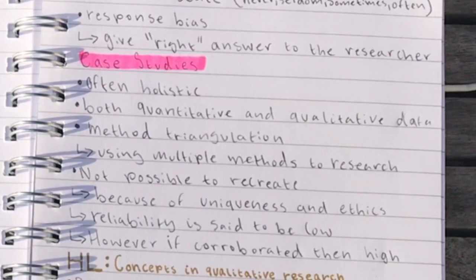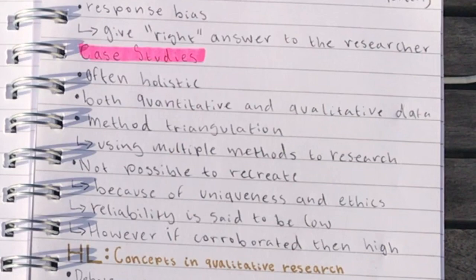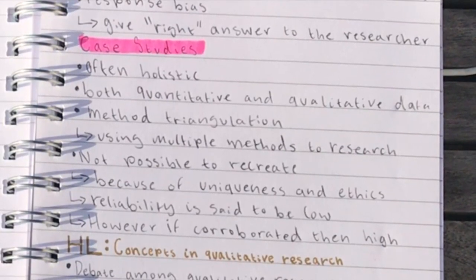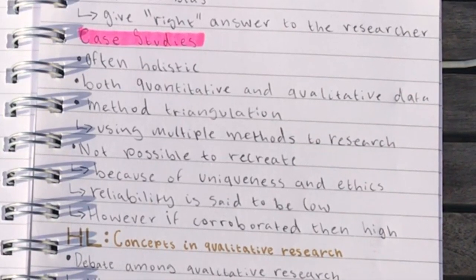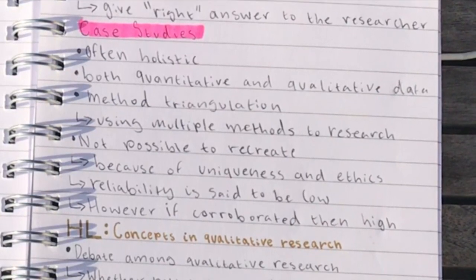There is also a response bias when it comes to surveys, which is when you give the, quote unquote, right answer to the researcher. So this is what you think that they want. The last research method we will be talking about is case studies.